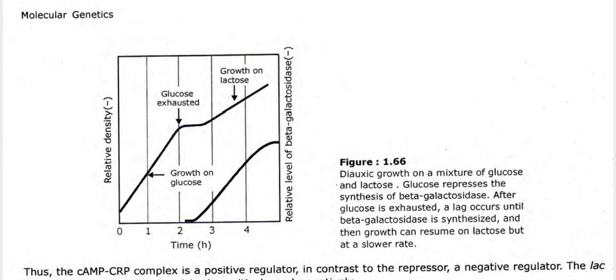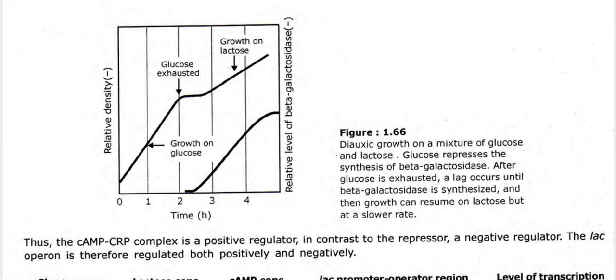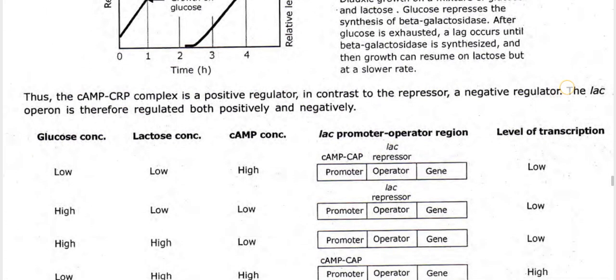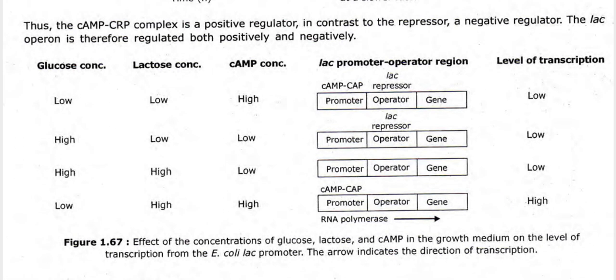In molecular depiction: the diauxic growth on a mixture of glucose and galactose. Glucose represses synthesis of beta-galactosidase. After glucose is exhausted, a lag occurs until beta-galactosidase is synthesized, and then growth can resume on lactose, but at a slower rate. So, relative tendency: growth on glucose, exhausted, growth on lactose. Thus, the cAMP-CRP complex is a positive regulator in contrast to the repressor, a negative regulator. The lac operon is therefore regulated both positively and negatively.